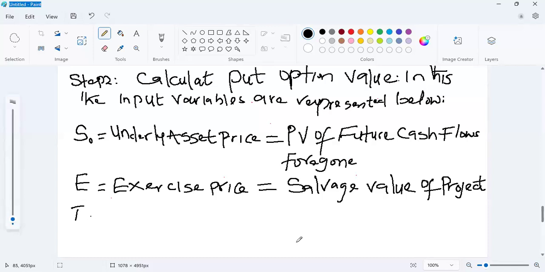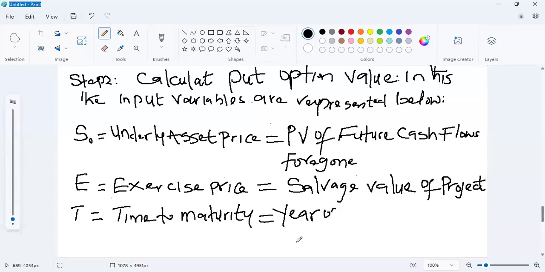Your T, time to maturity, is equal to the year of abandonment. The year the project will be abandoned.